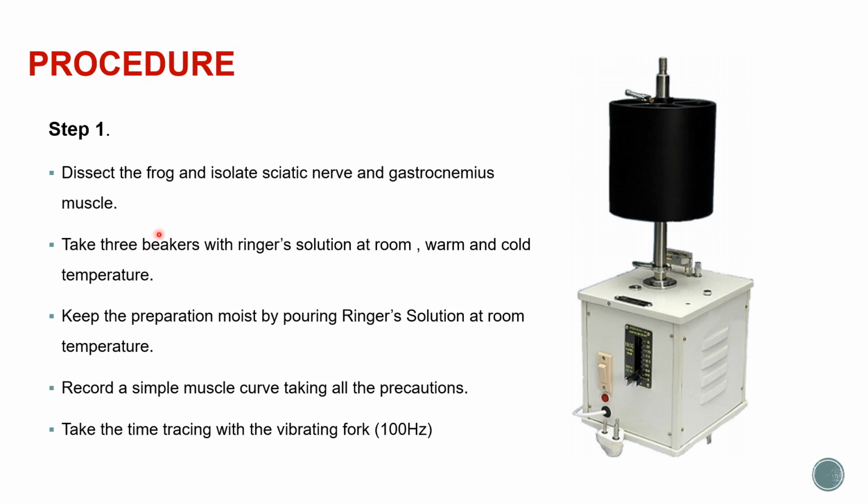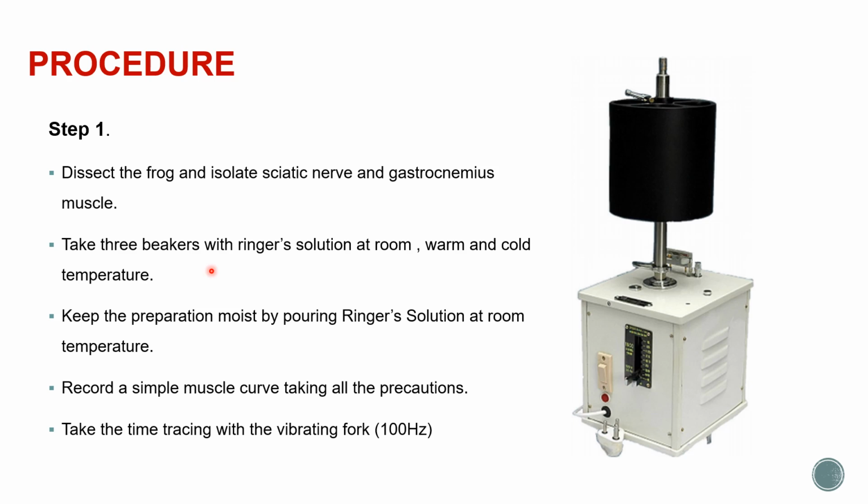Now coming to the procedure, the first thing that we have to do is dissect a frog and isolate the sciatic nerve and the gastrocnemius muscle. We have another video in our channel where we have discussed in detail how to isolate a sciatic nerve and a gastrocnemius muscle. For this experiment, we take 3 beakers with Ringer solution at 3 different temperatures.